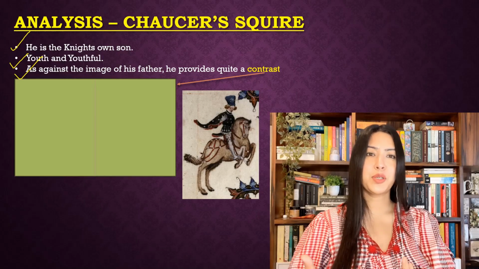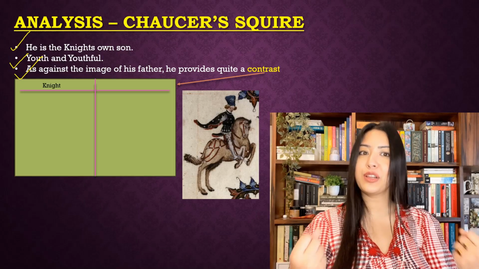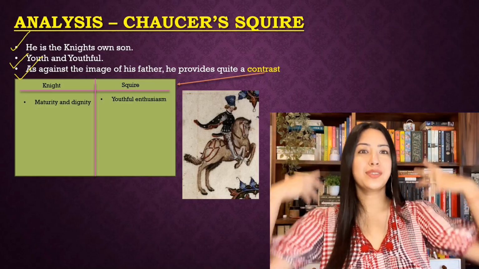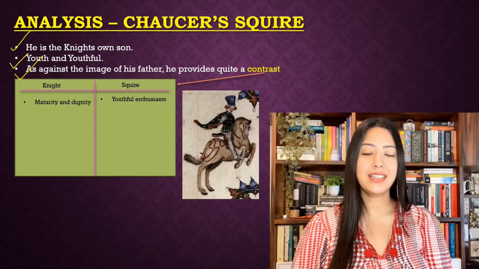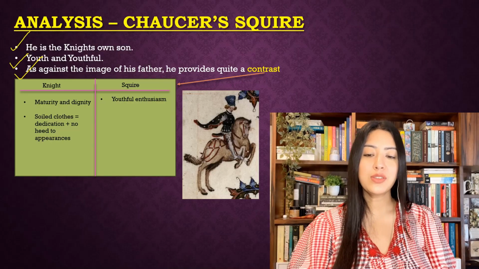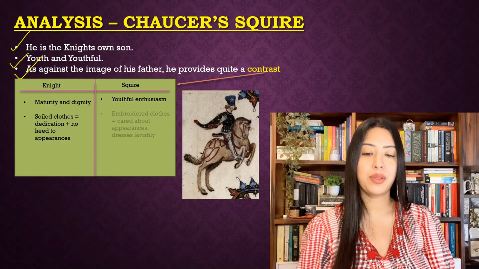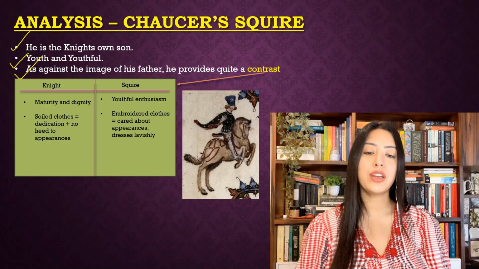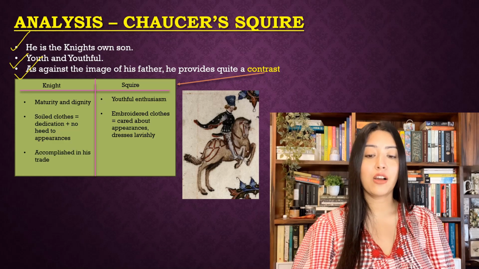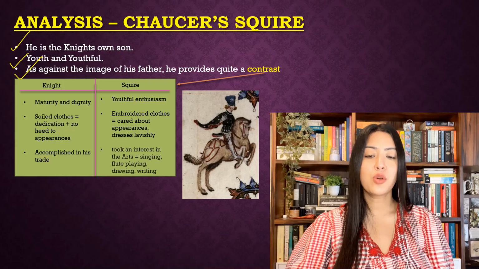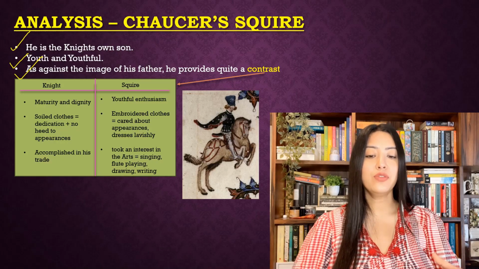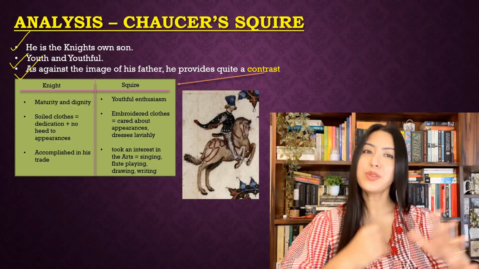The knight: maturity and dignity. The squire: youthful enthusiasm. Like I said, all strength, okay, and curls and bodily appearance and all of those things. He's singing, writing, drawing and everything. So, soiled clothes for the knight, his dedication plus no heed to appearances. For the squire, he has embroidered clothes, cares about appearances, dresses lavishly. The knight is accomplished in his trade. The squire took an interest in the arts in general. So he's into singing, flute playing, drawing and writing. Those are his interests.